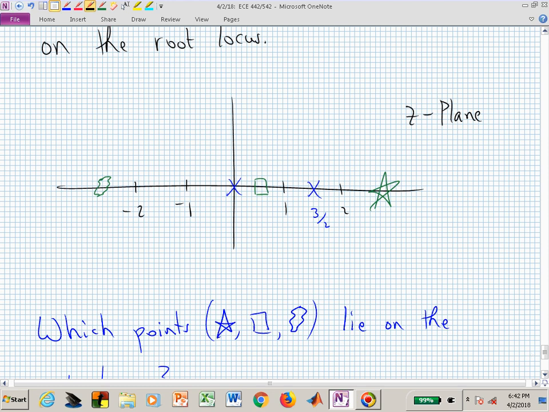So now, what do we do? We have open loop poles and zeros. We don't have any zeros, so we don't really even need to worry about their contribution to the angle or the phase of G. But what do we do? Well, we stand at this pole at 3/2 and we look to our right. And we say, what angle do I need to make to look to the star?